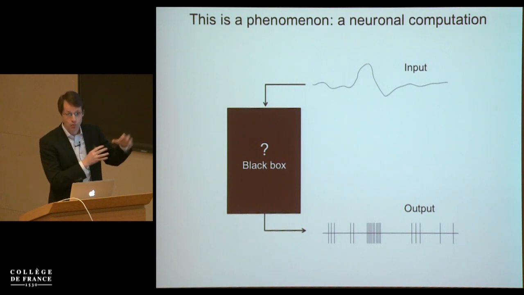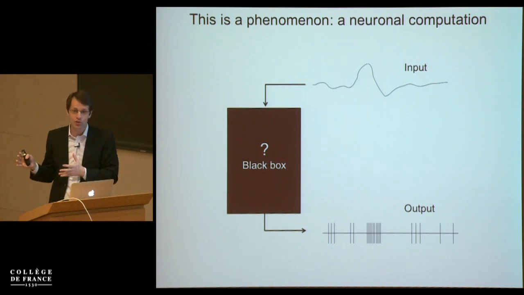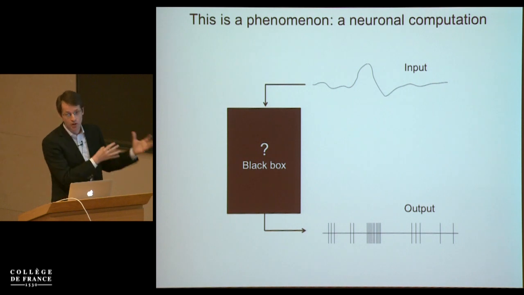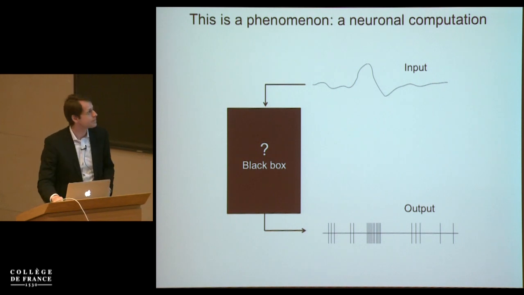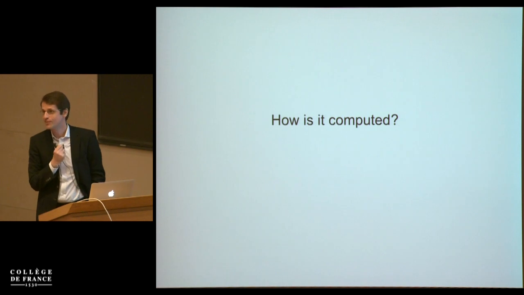So first I will show you what is in the black box, and I will show you a disease that depends on what we found in the black box. So how is it computed? That's the question.